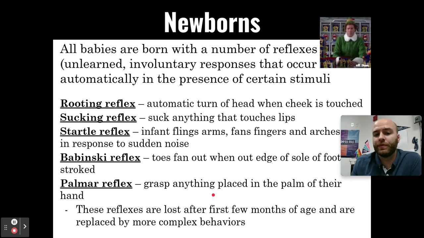And last, you have the palmar reflex. Babies will grasp anything placed in the palm of their hand. You can see this if you put your pinky in a baby's hand, or a toy, they'll automatically kind of grasp around it. Almost all of these reflexes, aside from the startle reflex, are lost after the first few months of age and are replaced by more complex behaviors. So around 6 months, these start to disappear, and the babies can start processing things as their brain develops and behavior becomes more complex. Okay?